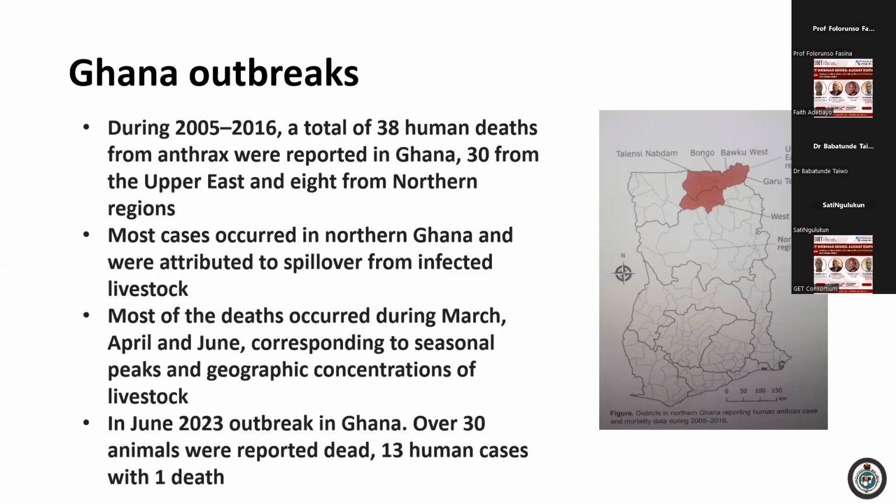That also agrees with what Professor Fashina mentioned, that it usually occurs close to the rainy season, corresponding to seasonal peaks and also the concentration of livestock. In June this year, an outbreak again occurred in Ghana, and over 30 animals were reported dead, with 13 human cases and 1 death.